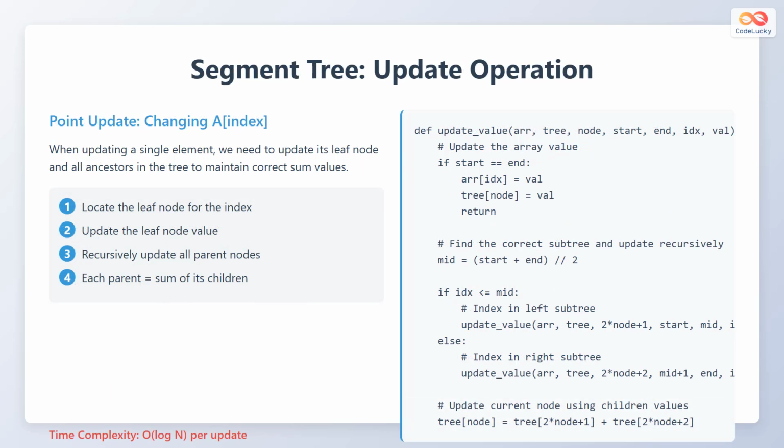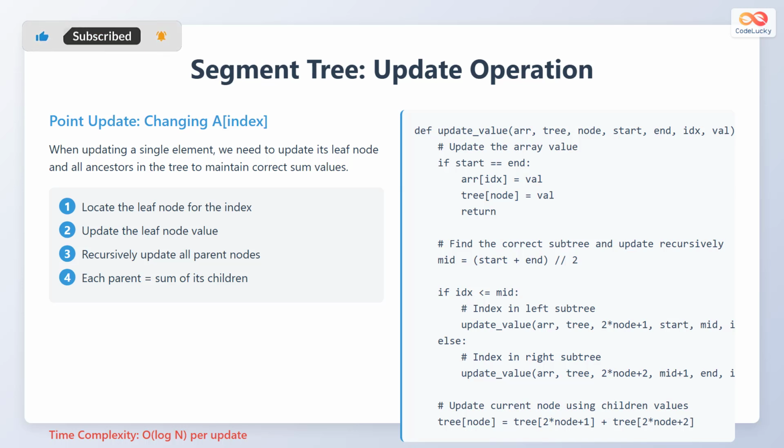Now let's understand the update operation in a segment tree. When updating a single element, we need to update its corresponding leaf node and all of its ancestors in the tree to maintain the correct sum values. Here are the steps involved.